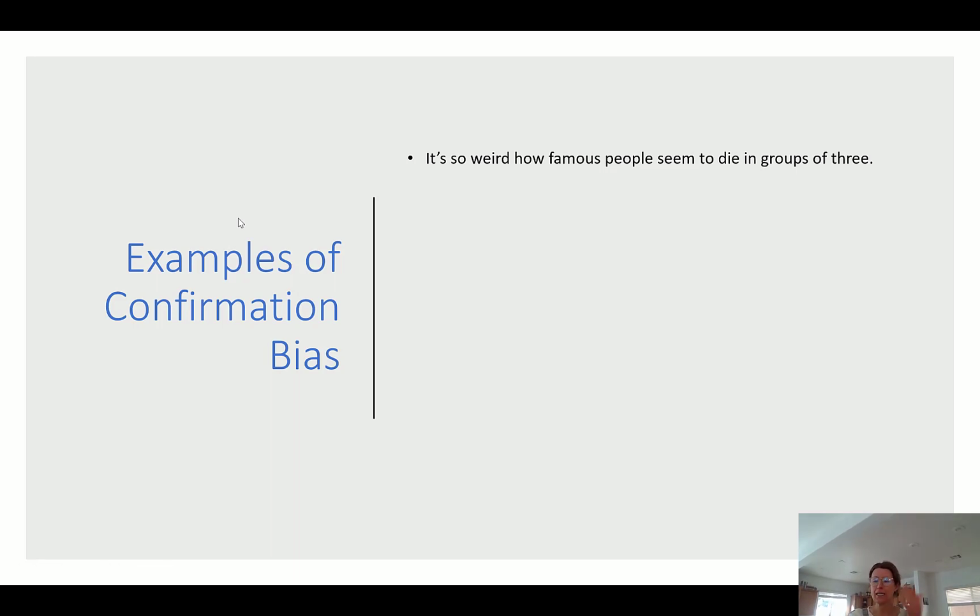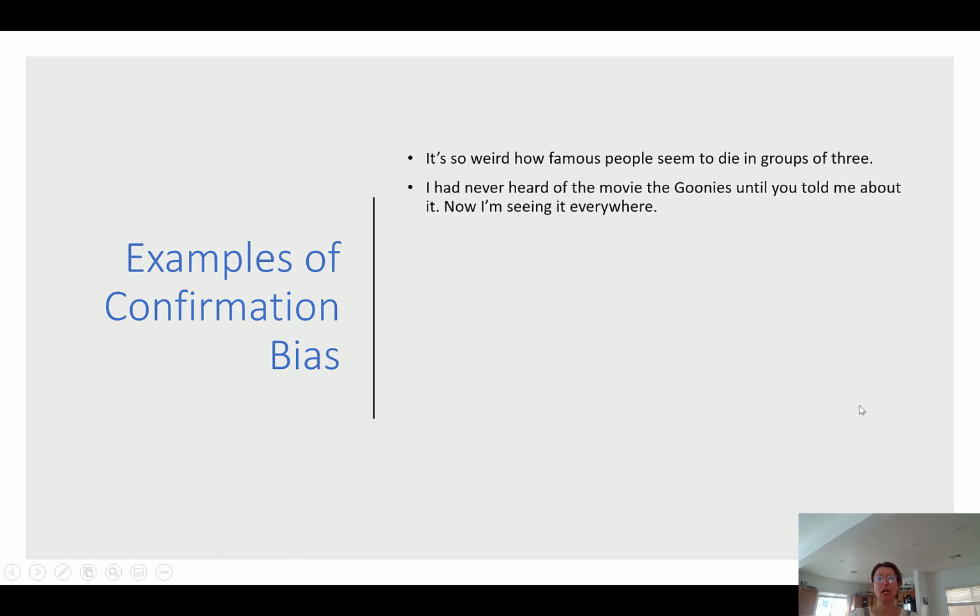So he gives a lot of these examples, except for not this one. It's so weird how famous people seem to die in groups of 3. That is a confirmation bias belief. I had never heard of the movie The Goonies until you told me about it. Now I'm seeing it everywhere. This is his example. Hollywood actors are short. Tom Cruise is 5'7".